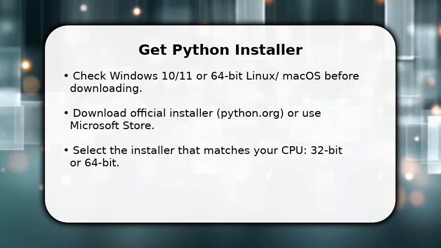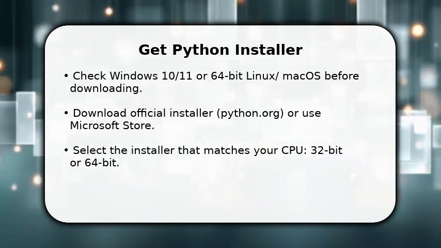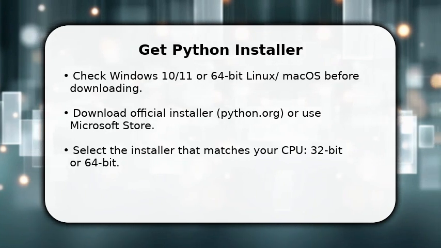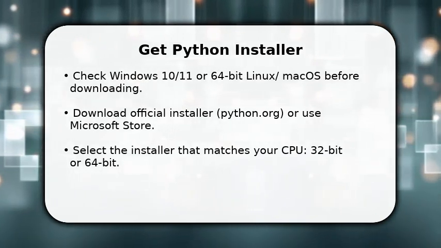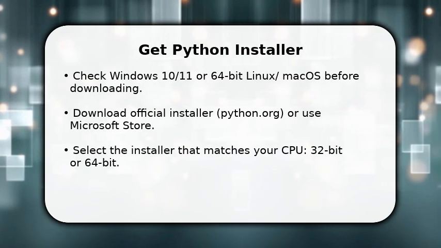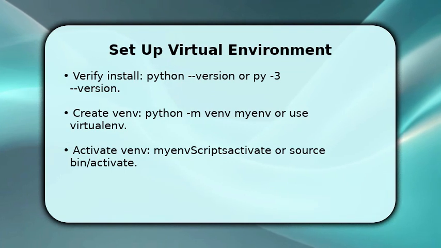This first step puts Python and pip on your PC, so you can run scripts and install packages without extra configuration. Once Python is installed, verify it by running python --version or py -3 --version. That confirms the interpreter and avoids surprises.